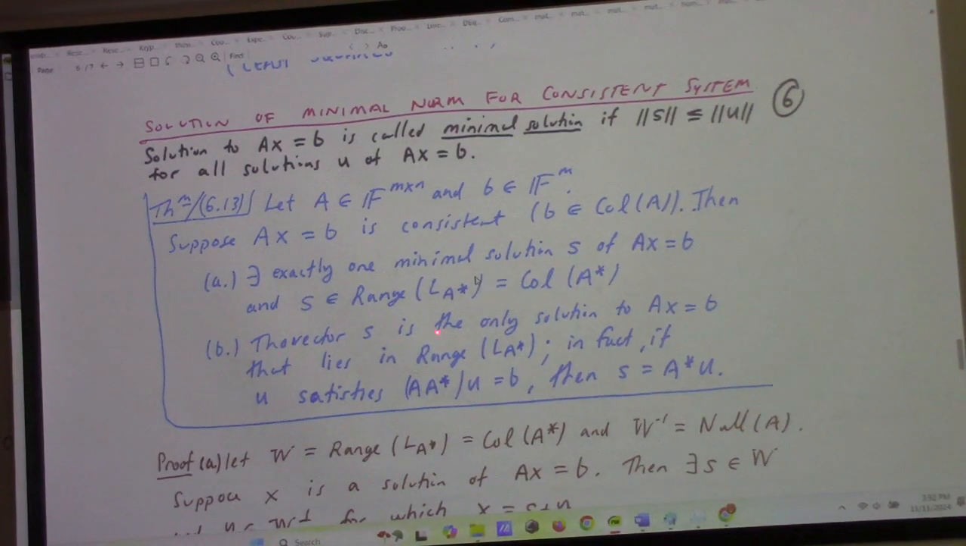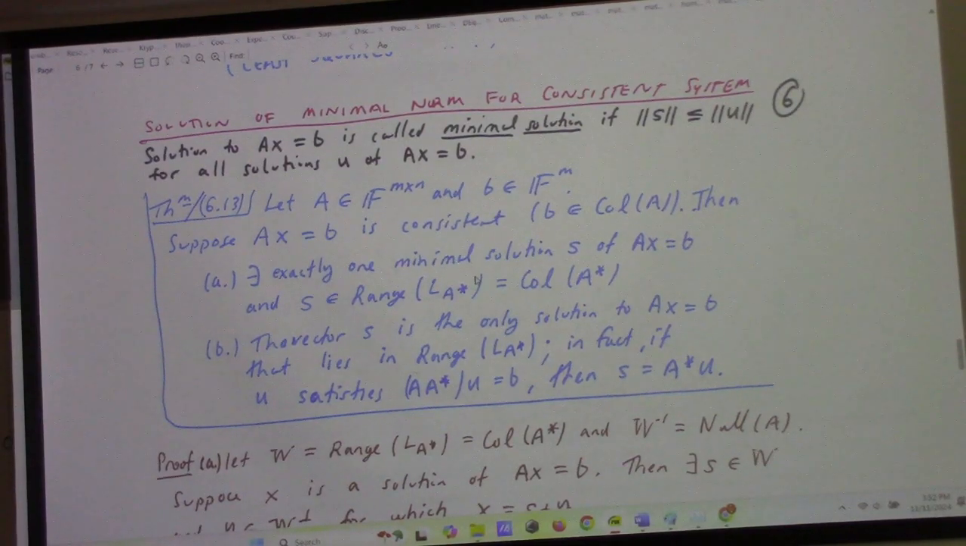And the vector S is actually the only solution to AX equals B that lies in the range of the left multiplication by the adjoint. In fact, if U satisfies AA star U equal to B, then S is equal to A star U.